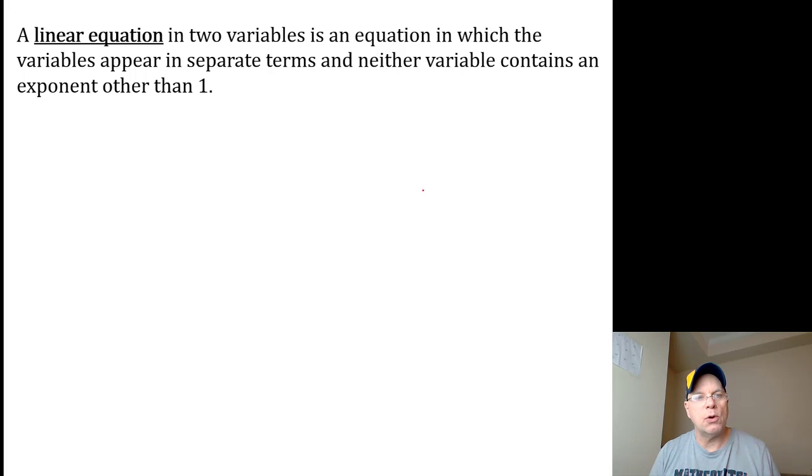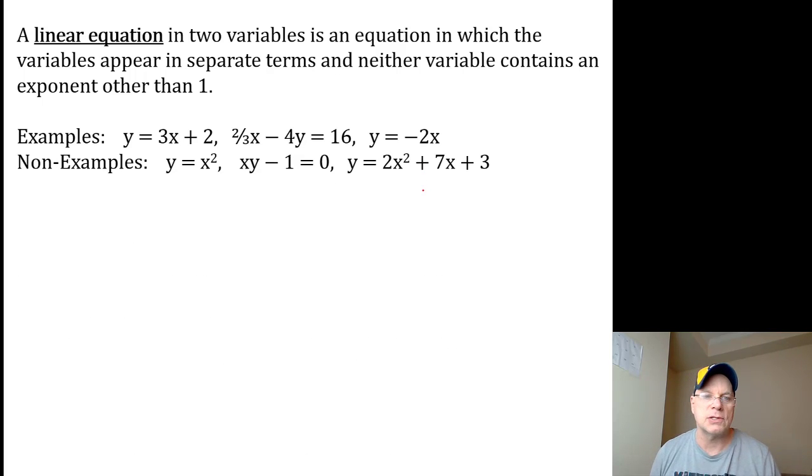All right, so when you see a linear equation, it's going to have two variables. For now, we're going to keep it x and y. That's the most typical. The variables will appear in separate terms. We talk about terms from time to time. Terms are separated by addition and subtraction. And neither variable contains an exponent other than 1. So let me show you some examples and some non-examples.